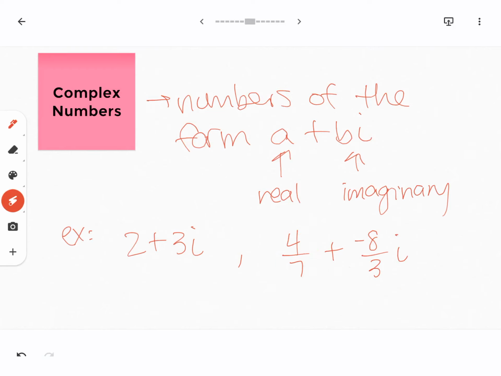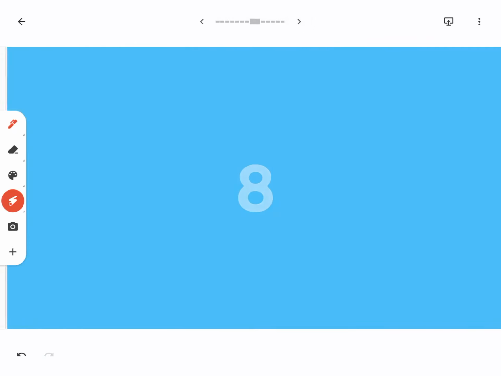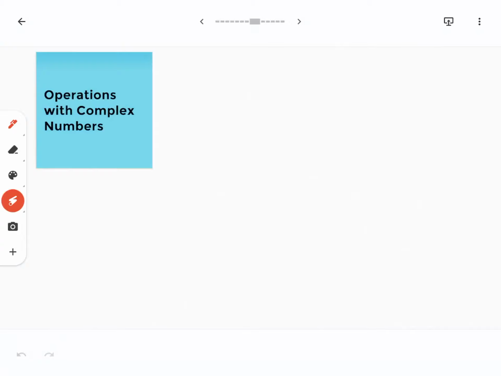We can do operations with these complex numbers the same way we do operations with about anything else in this class, and so we're going to practice that a little bit. Your operations are really just going to be addition, subtraction, multiplication, and division. The same thing we've been doing with all of our radicals. We're just now going to do them with complex numbers.